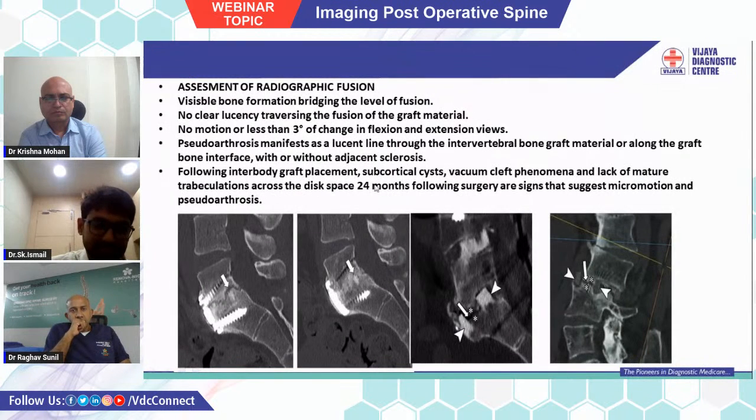The main rule which we should always see when we are interpreting is that there should not be any vacuum phenomenon or any lucency between the vertebral bodies or through the disc space. And also there should be fusion from the disc vertebral end plate interface without any lucency. If there is a lucent area with or without sclerosis, without any osseous fusion between the vertebral bodies, it indicates micromotion and suggests fibrous union or pseudoarthrosis.